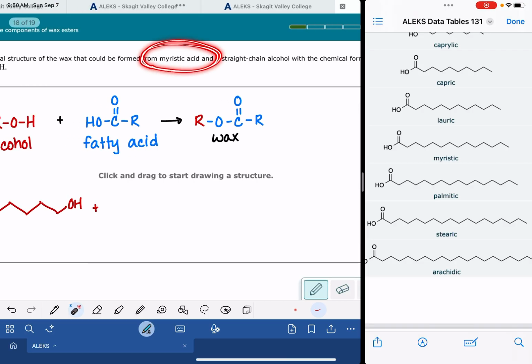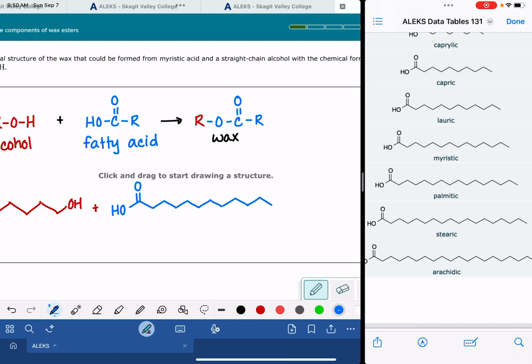We are being asked to draw the wax that is formed from myristic acid, and that is the structure of myristic acid. That is a 14-carbon carboxylic acid or fatty acid. You can just count those carbons real quick: 2, 4, 6, 8, 10, 12, 14. So I am going to sketch that, just copy that structure: 2, 4, 6, 8, 10, 12, 14.